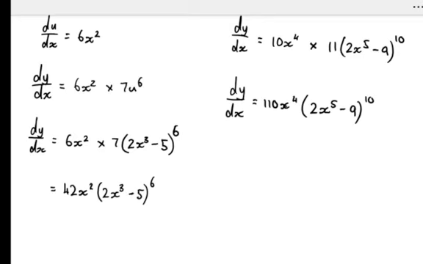I'm going to give you one question to end this video and give you a little chance to try this yourself. So we're going to say y is equal to 3x to the 6 minus 8 to the power of 4. And see if you can do it yourself. Use chain rule differentiation to find the value of dy dx.